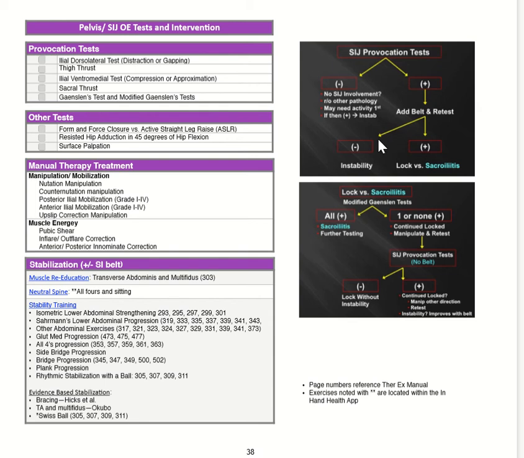If you add the belt and the tests still come back positive, the patient still reports pain, or any other difficulties with the test, you're going to want to gear your hypothesis more towards a lock or sacroiliitis.